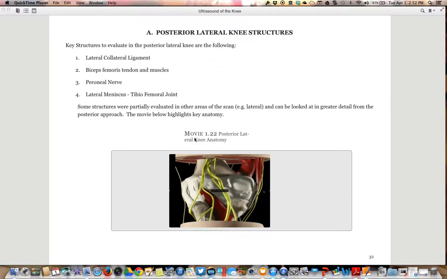Let's start with the posterior lateral structures. We'll be looking again at the lateral collateral ligament, the biceps femoris tendon and muscle, the peroneal nerve, and the lateral meniscus and tibiofemoral joint. Some of these structures were partially evaluated in other areas of the scan and can be looked at in greater detail from the posterior approach. Let's look at the anatomy.